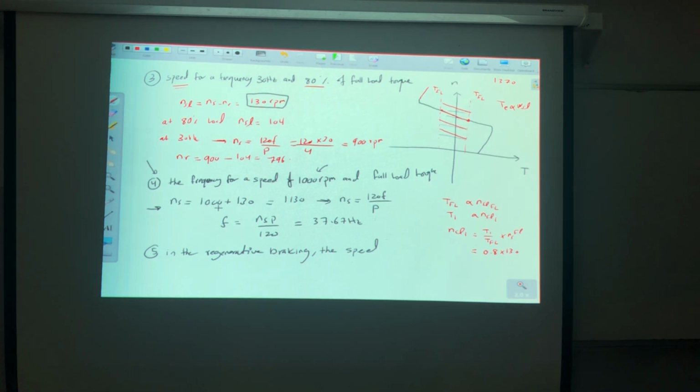In the regenerative braking, I need to calculate the speed for frequency 30. The speed for f equal to 30 Hertz while I'm driving TL equal to 0.5, 0.8.